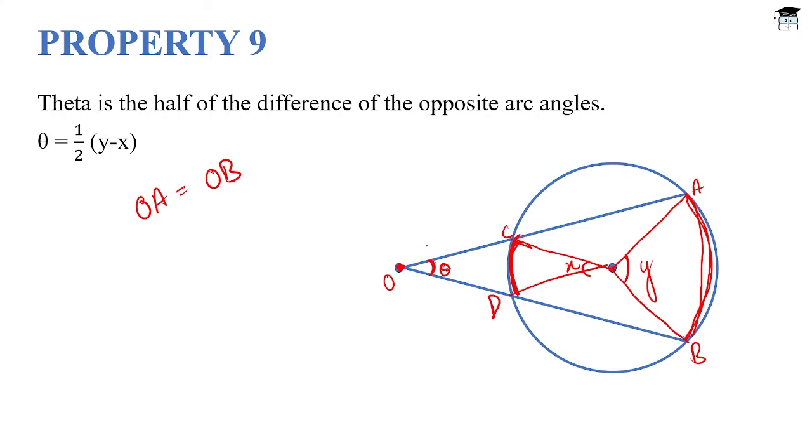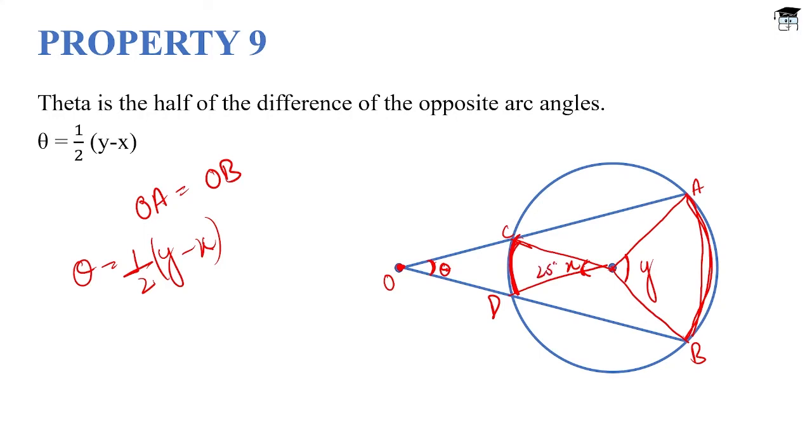So for theta, I have two opposite arcs, that is CD, which is X, and AB, which is Y. Now what would be the value of theta? Theta would be half of the difference between the opposite arc angles, the major one minus the minor one, right?